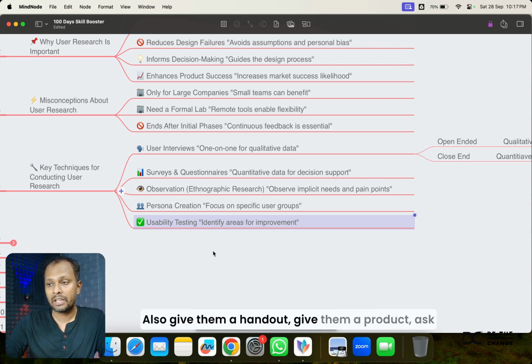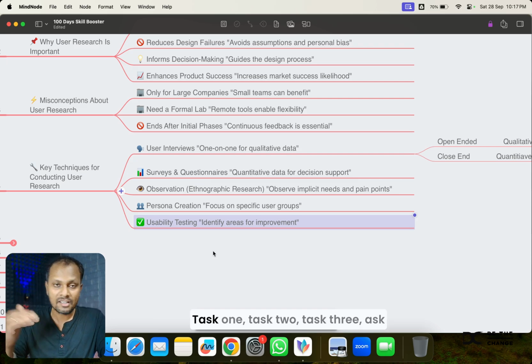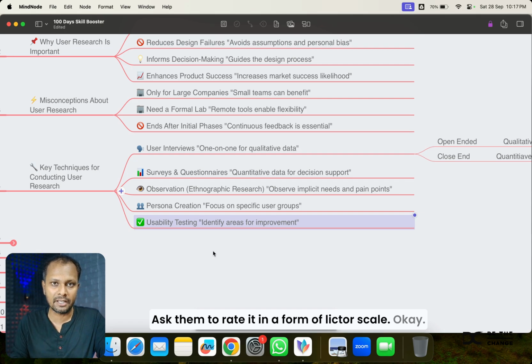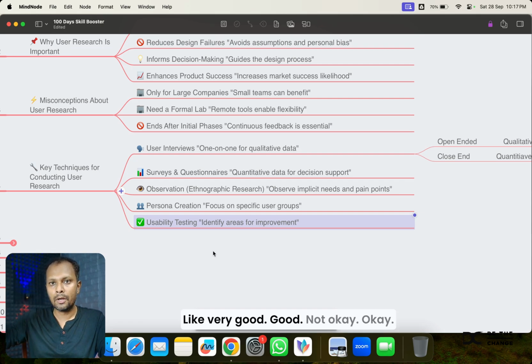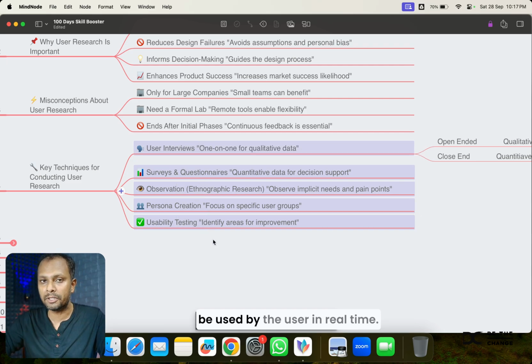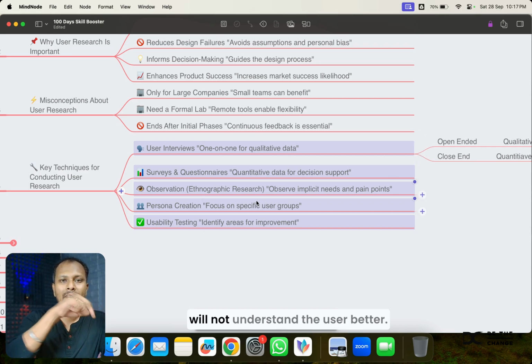Give them a handout, give them a product, ask them to perform a certain number of tasks. Task 1, task 2, task 3. Ask them some questions, evaluate certain parameters, ask them to rate it in the form of a Likert scale. Like very good, good, not okay, okay, something people can easily guess and write as their answers about the product. If you do all these things, you get to understand how the product is going to be used by the user in real time. If you're not getting this information, you will not understand the user better.